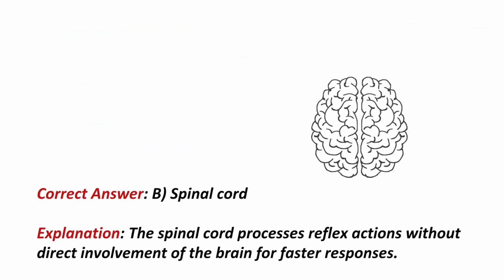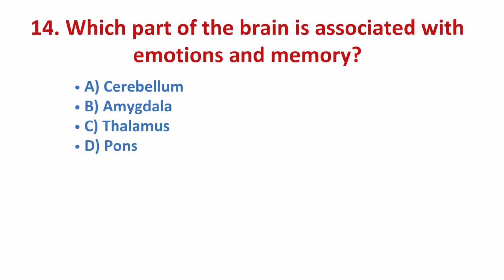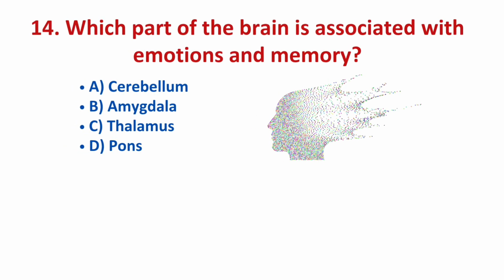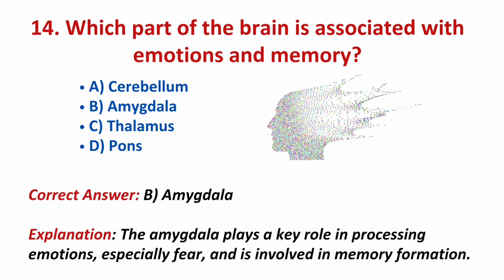Next question, question number 14. Which part of the brain is associated with emotions and memory? Options are cerebellum, amygdala, thalamus and pons. And the correct answer is option B, amygdala. Explanation: the amygdala plays a key role in processing emotion, especially fear, and is involved in memory formation. So the correct answer is option B, amygdala. It is associated with emotions and memory.